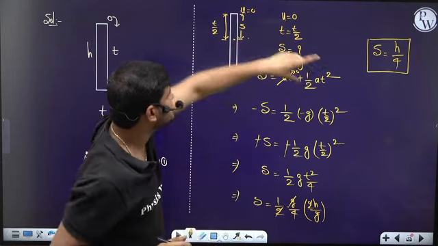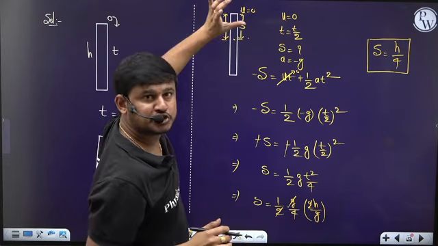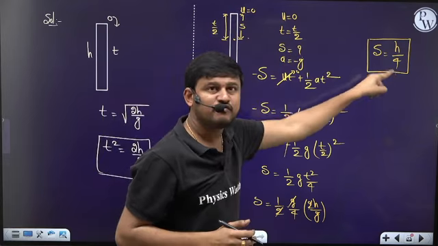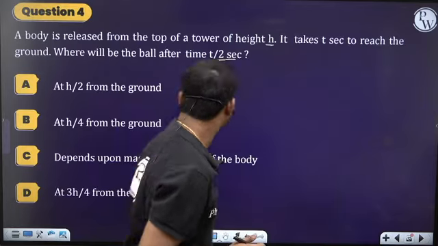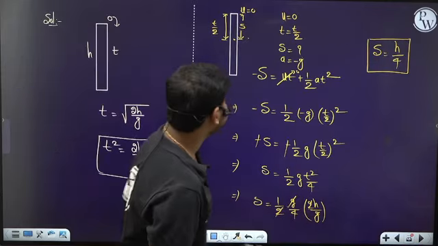From the top, because it had taken initial velocity here, time from here. So that's why in t by 2 seconds, the body has traveled h by 4 from the top. Now see the options. So h by 2 from the ground. See, from the ground, how much distance it will be?